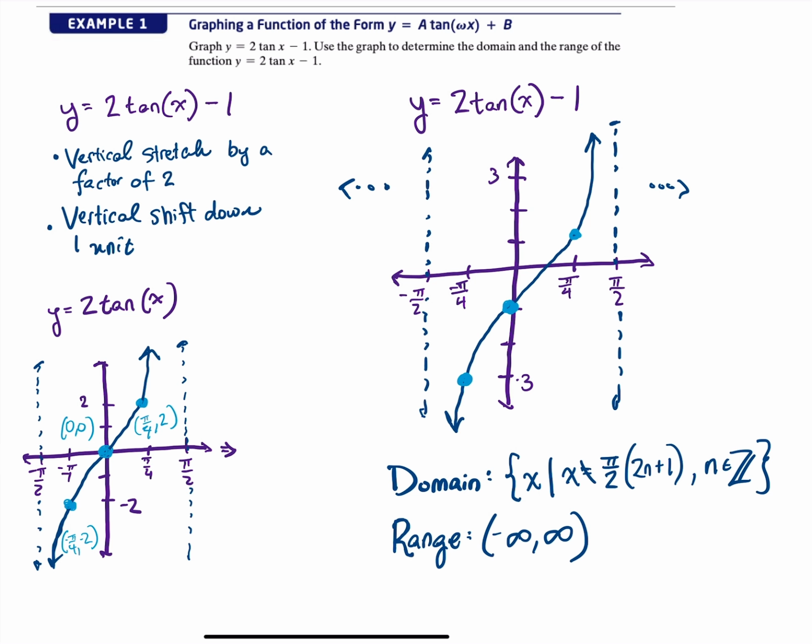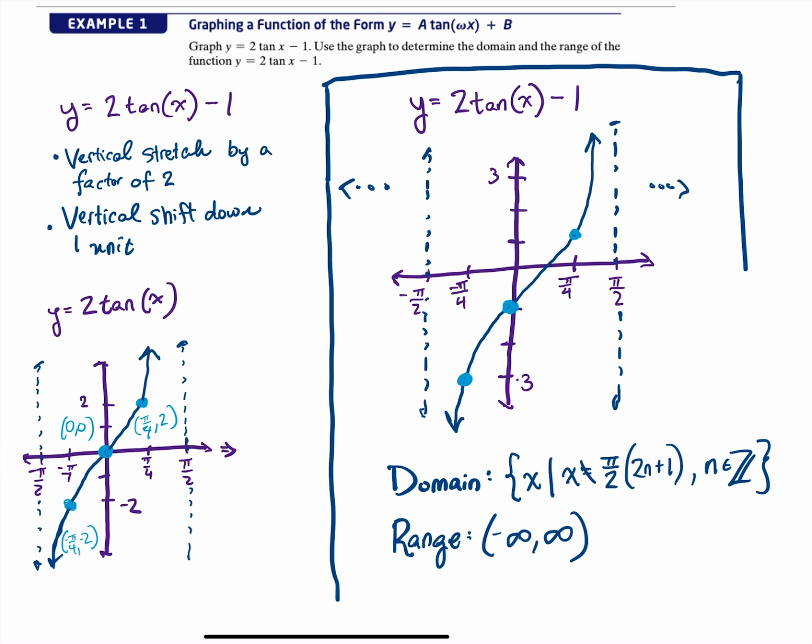All right, so we're just taking our tangent function and applying a couple of graphing transformations. So this time we stretched it by a factor of 2 and moved it down 1 point. Let's add a couple points here. This is 0, negative 1. This would be pi over 4, positive 1. And this is negative pi over 4, negative 3, because we shifted down 1 unit.